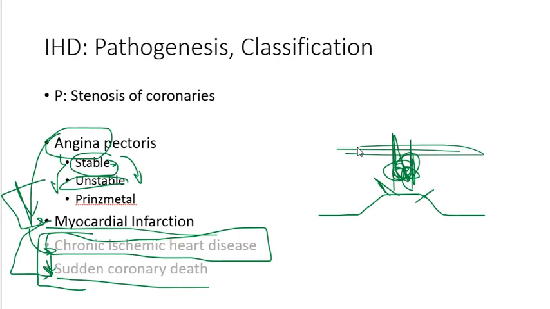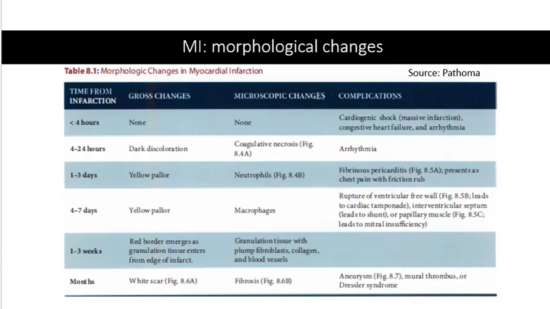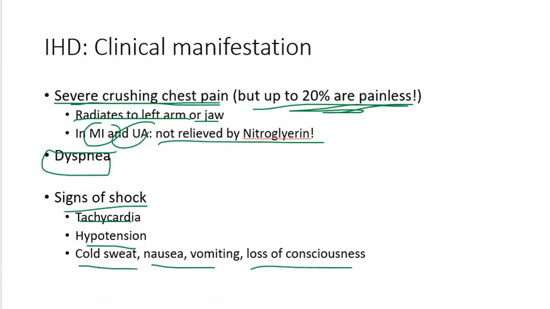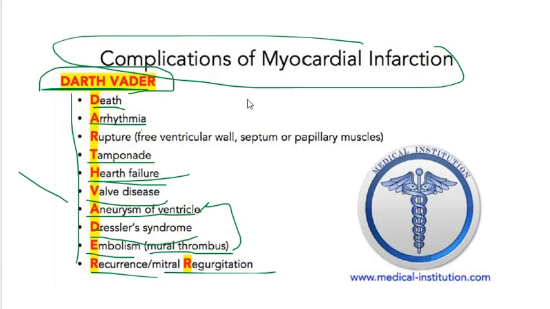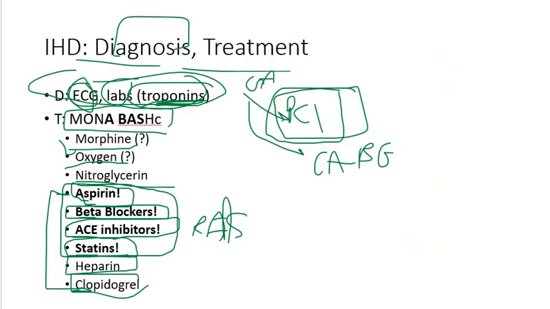It depends on the degree of stenosis. The exception, of course, is Prinzmetal, in which it is a spasm, and you might even develop an MI, but it's all quite rare. These are the morphological changes. This is the clinical manifestation we have covered: chest pain, dyspnea, signs of shock. These are complications of a myocardial infarction. This is the diagnosis and treatment.